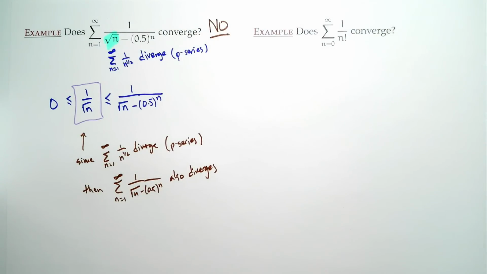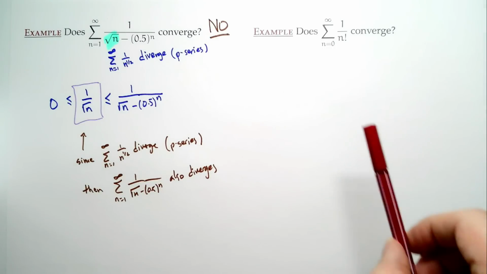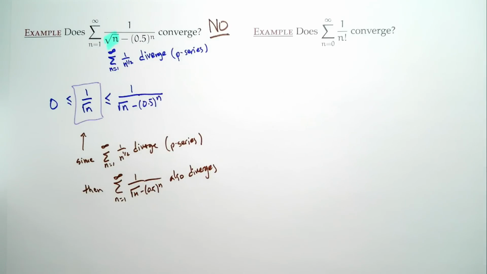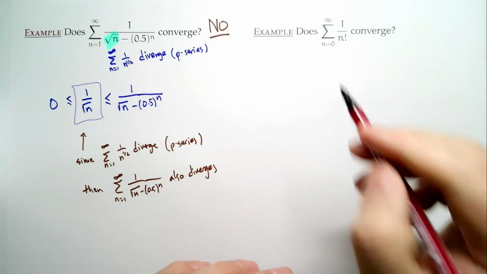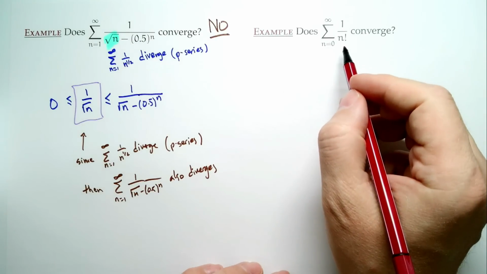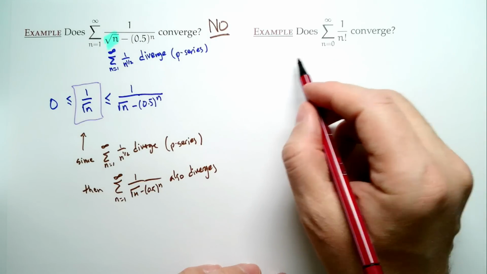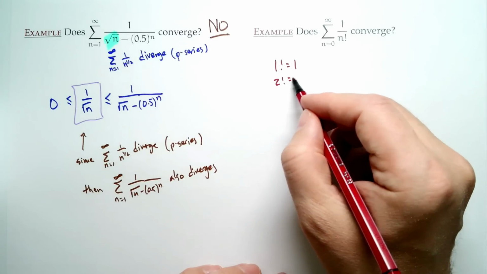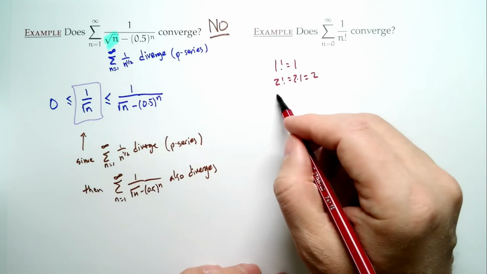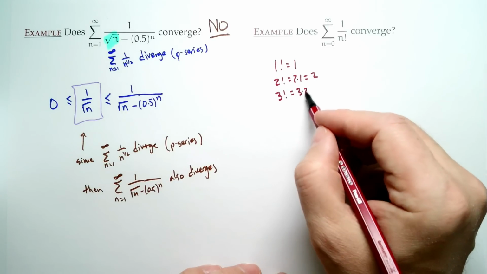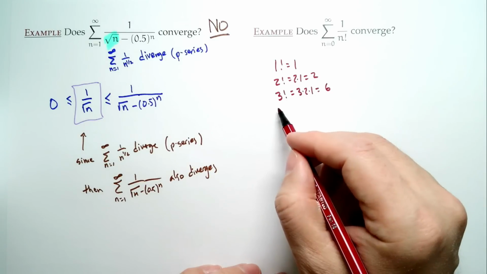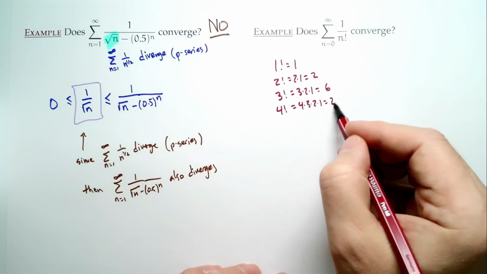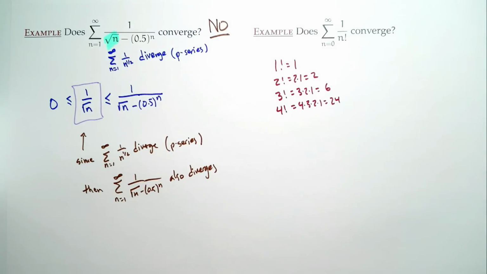Now, what do we have here? Does the sum from n equals 0 to infinity of 1 over n factorial converge? So, what does that sum look like? Well, 0 factorial, do you remember what 0 factorial is? So like 1 factorial, that's not so hard, that's 1. 2 factorial, that's 2 times 1, which is 2. 3 factorial, that's 3 times 2 times 1, which is 6. And so forth and so forth. So 4 factorial is 24. And they grow pretty quickly.